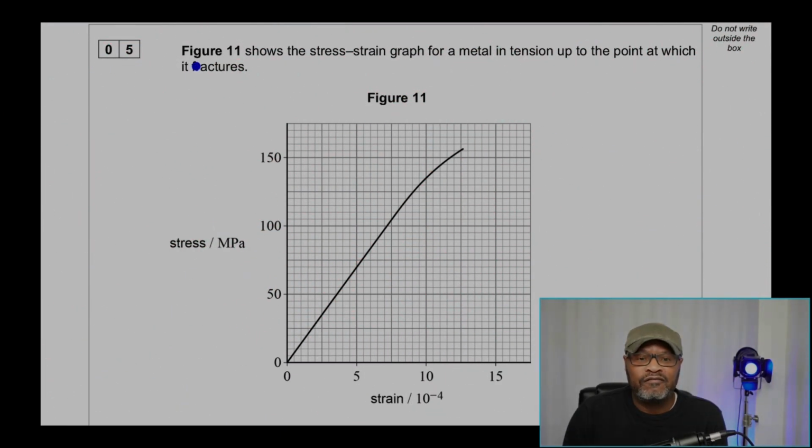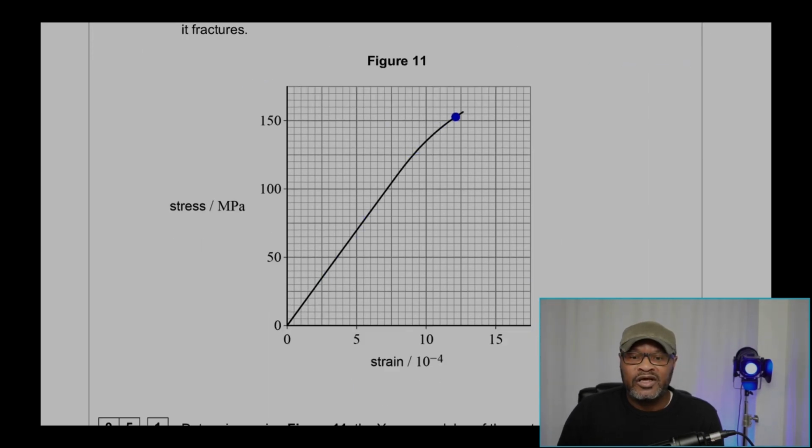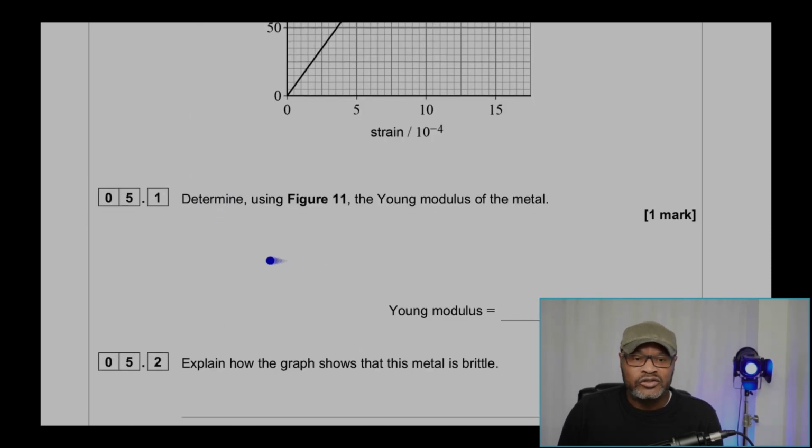Question 5. Figure 11 shows the stress-strain graph for a metal in tension up to the point at which it fractures. Linear section, this is where extension becomes fractured here. This is strain times 10 to the power minus 4, and that is stress times 10 to the power 6. M, mega, is 10 to the power 6. And question 5.1, determine using Figure 11 the Young modulus of the metal.